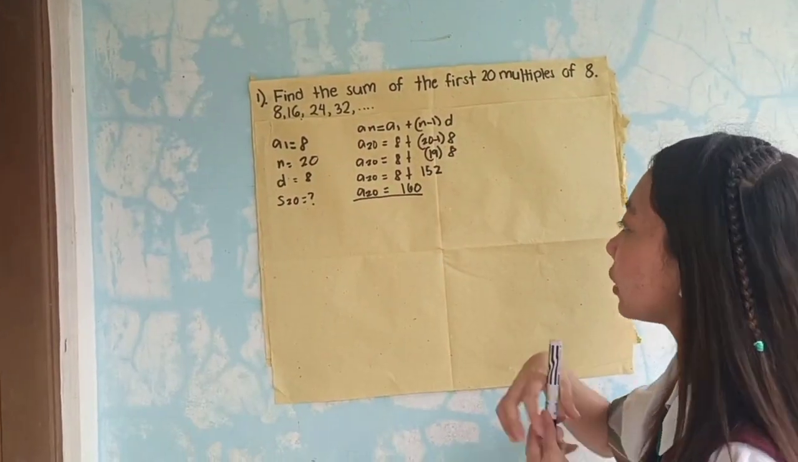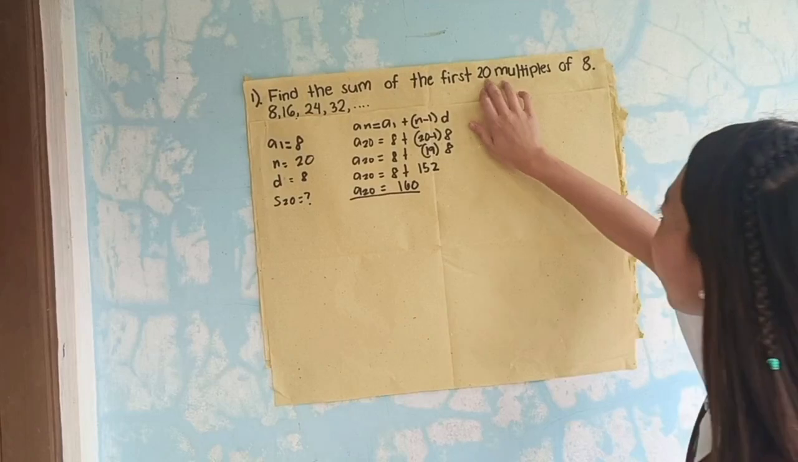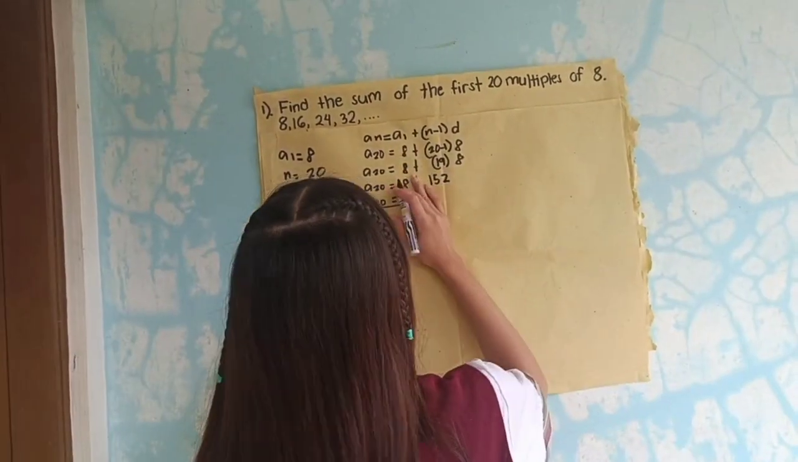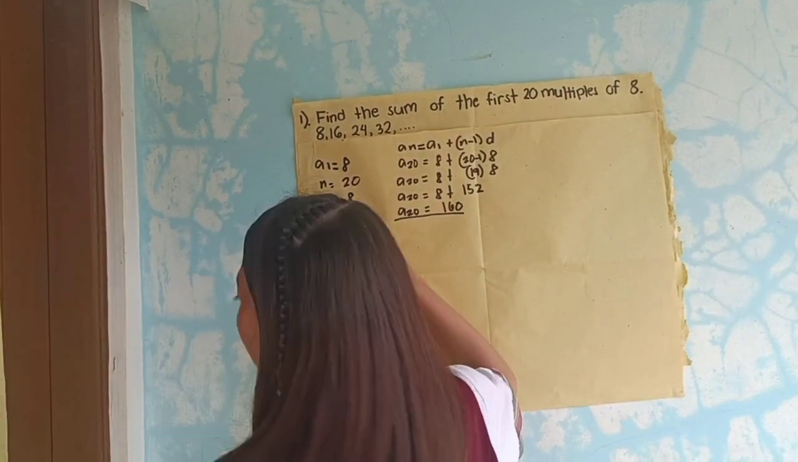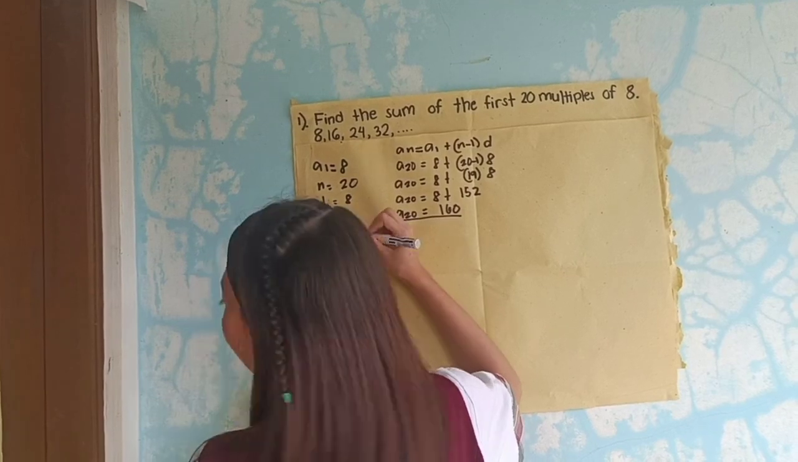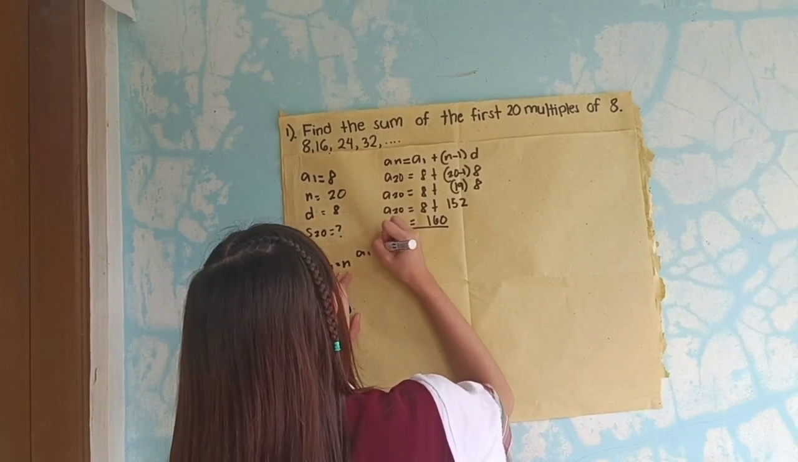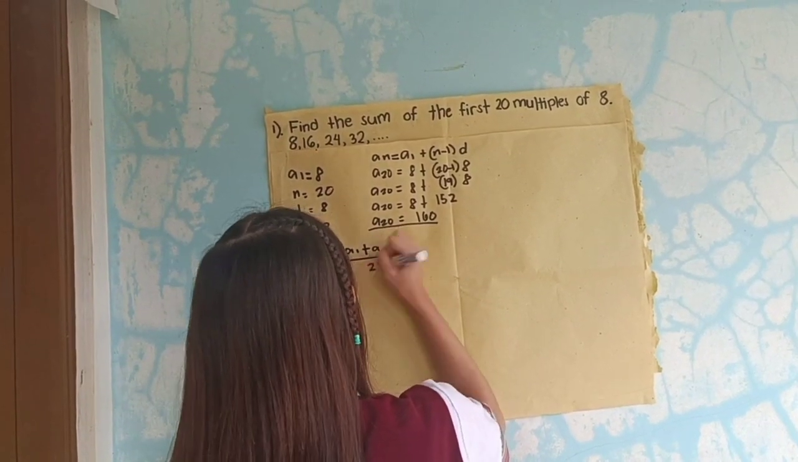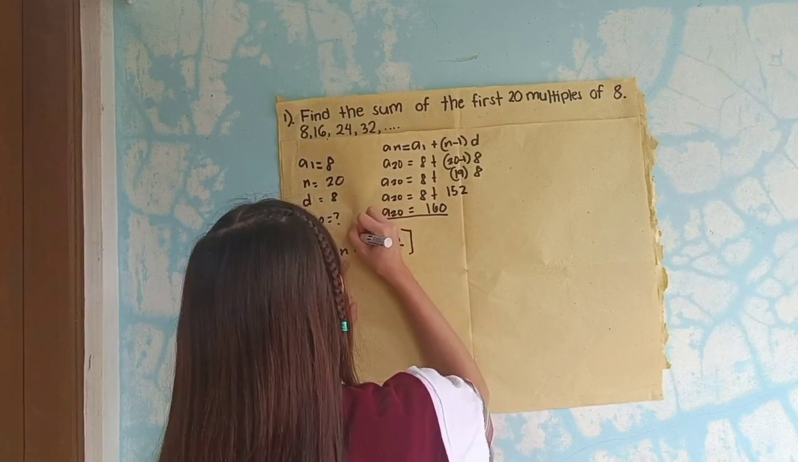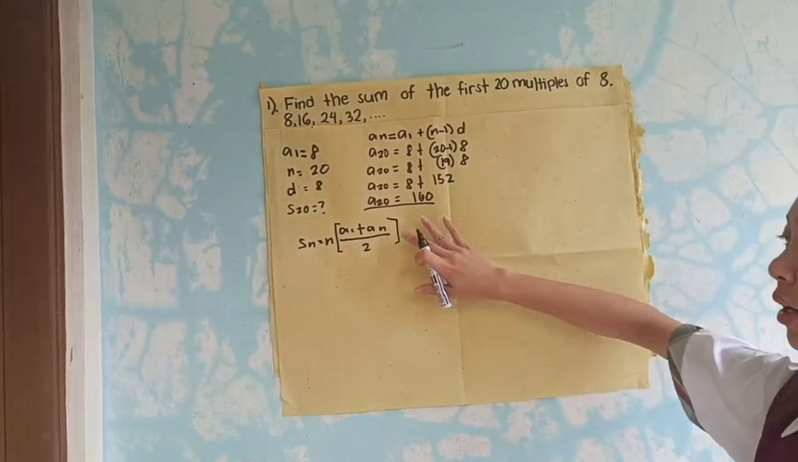So after nyan, magpuproceed tayo sa sum of the first 20 multiples of 8. Magiging S sub n is equals to n times a sub 1 plus a sub n divided by 2. So, ito ang pinaka-general formula.